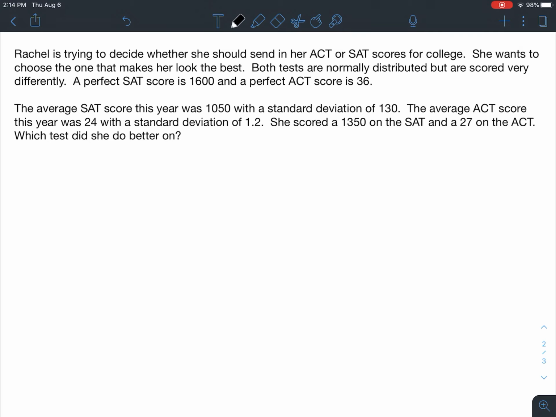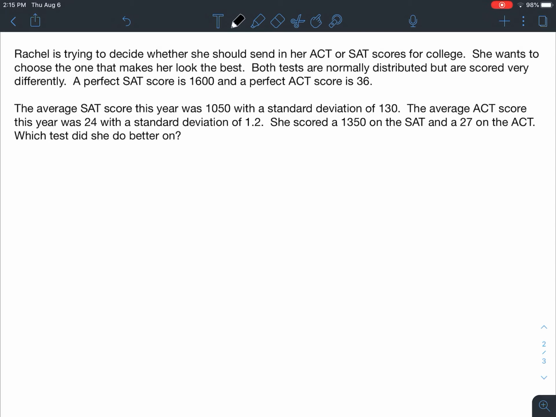Obviously a lot of the SAT scores are going to be higher than 36, but does that mean she did really better? So what we're going to do here is look at her two scores and compare those to what the average person did this year. The average SAT score this year was 1,050 with a standard deviation of 130. The average ACT score this year was 24 with a standard deviation of 1.2. She scored a 1,350 on the SAT and a 27 on the ACT. Which test did she do better on?